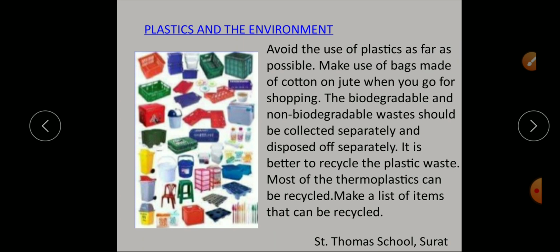Instead of that, you have to use cotton or jute or reusable cloth bags. Then do not throw plastic waste at roadside or in water bodies. Then use separate bins to dispose biodegradable and non-biodegradable waste at homes and at school also. So recycle plastic waste. Most thermoplastics can be recycled. Yes or no?